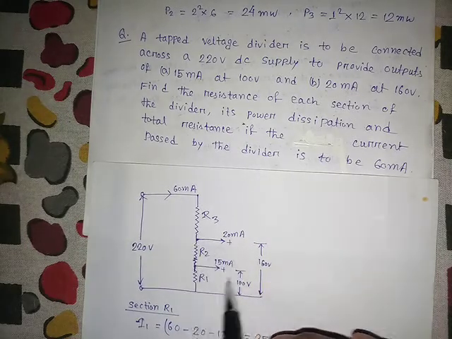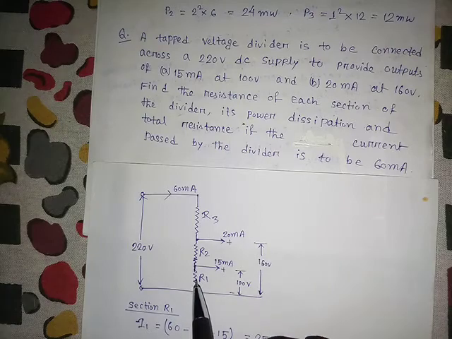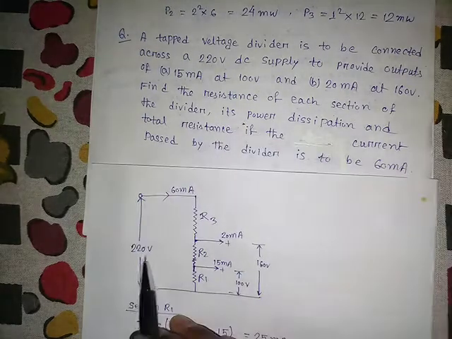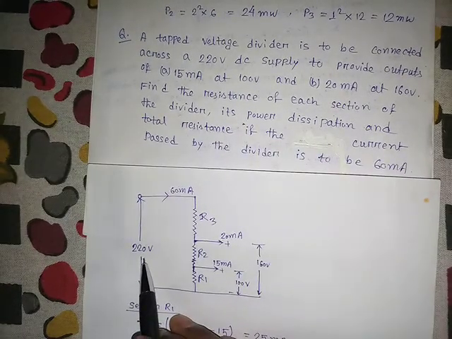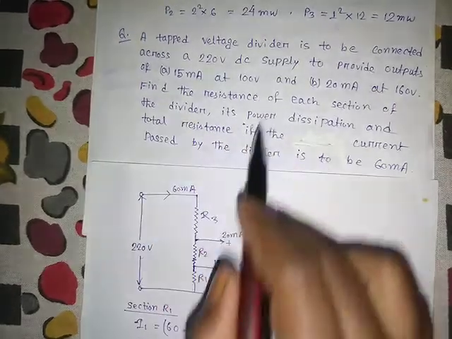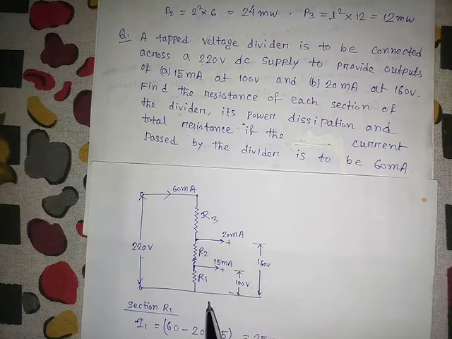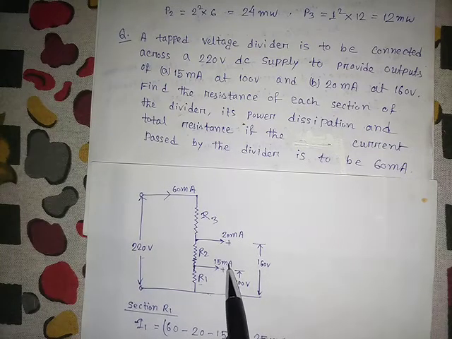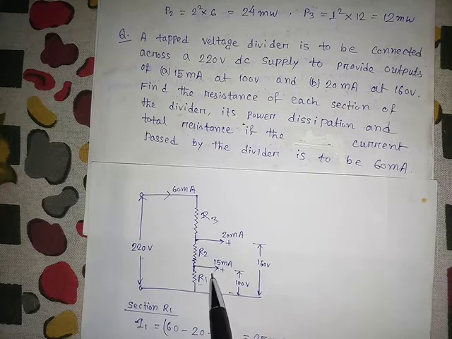There is section-wise tapping. Our first consideration is the supply voltage. Supply voltage is given as 220 volt. Next, point A is given as 15 milliampere at 100 volt. So first we take R1 here, 15 milliampere. We are tapping, one tapping is there, at 100 volt.